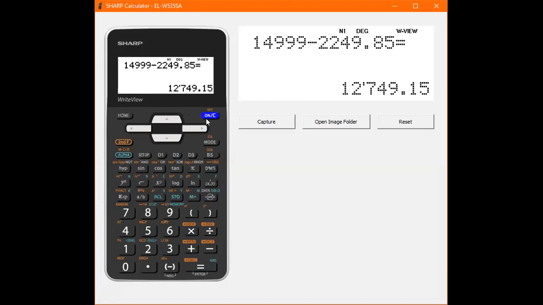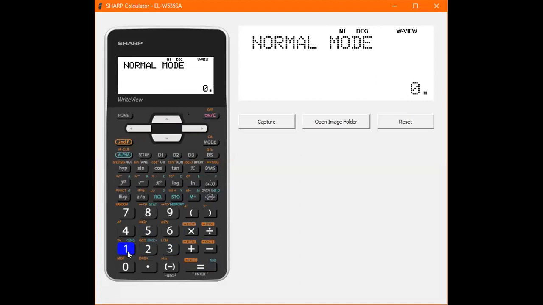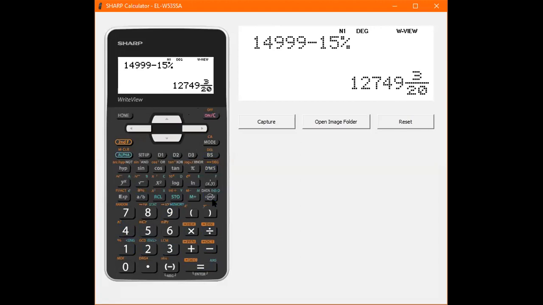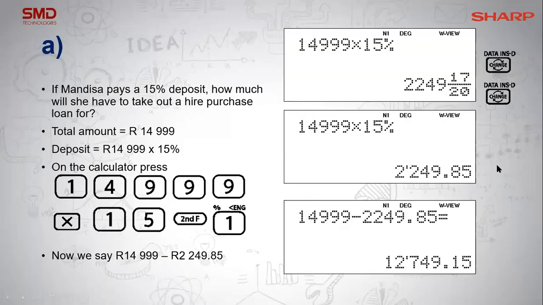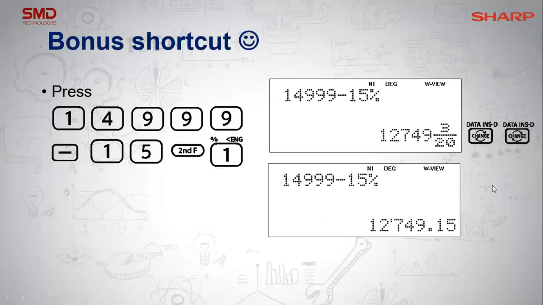Now there is a really nice shortcut for this, okay? So what you can do, if they're not asking you for the actual amount that is deposited, but just for the final amount that she has to take a loan out for, you can also just say 14,999 minus 15%, and the calculator will automatically calculate that for you. So it's a really nice shortcut for those kinds of questions, and particularly for the Math Lit guys as well. Okay, awesome. So there's the shortcut, just so you've got it.